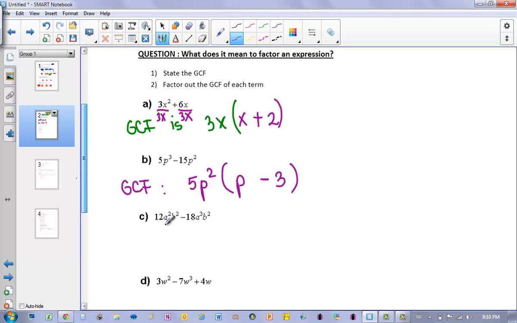Next one. What is the GCF? What is the greatest common factor? Again, let's look at the greatest number factor between 12 and 18. I'm hoping you can see it's 6. And what are the variables with the lowest exponent? Well, for a's, the lowest exponent is 2, and for b, the lowest exponent is 2 as well. So what are we left with? Well, 12 divided by 6 is 2, a squared divided by a squared is 1, b squared divided by b squared is 1. So I'm just left with 2 times 1, it's just 2, minus 3a, because b squared divided by b squared gives us 1 again.